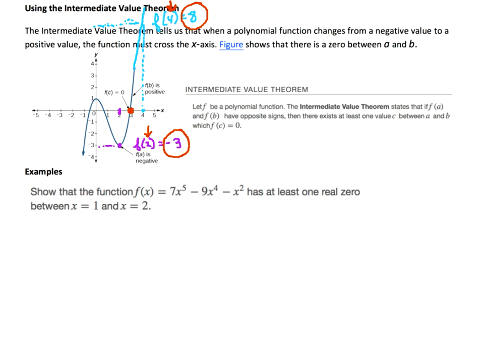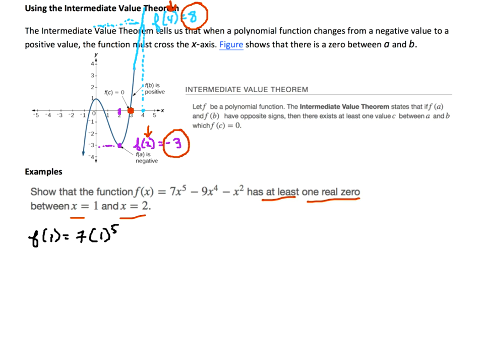All right, so show that the function f of x equals 7x to the fifth minus 9x to the fourth minus x squared has at least one real zero between an x value of 1 and an x value of 2. Well, you just need to evaluate the function at both of those values and see if they are opposite signs, because if they're opposite signs, it had to cross over the x-axis.